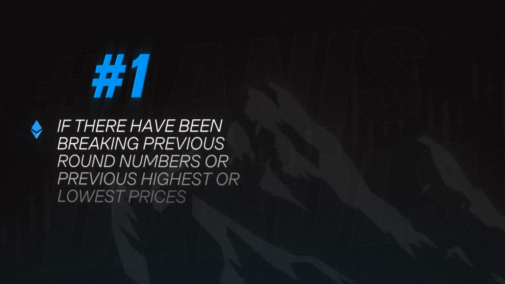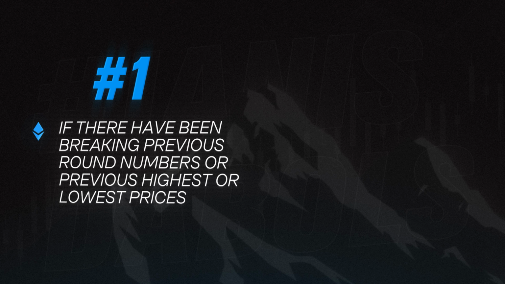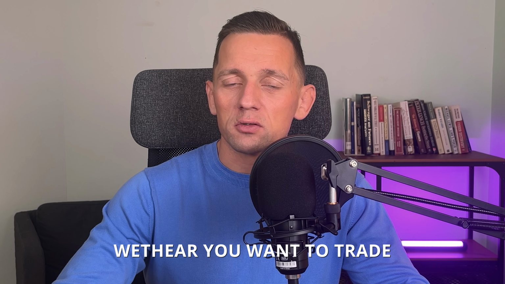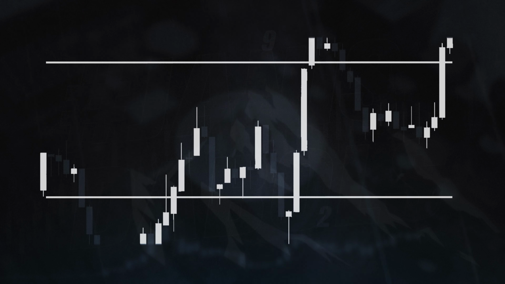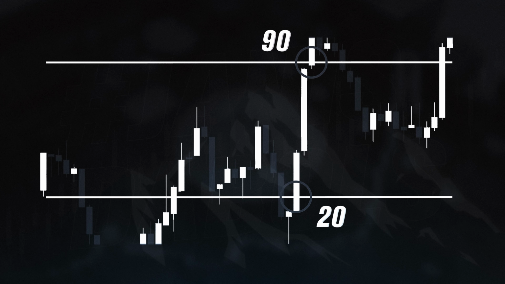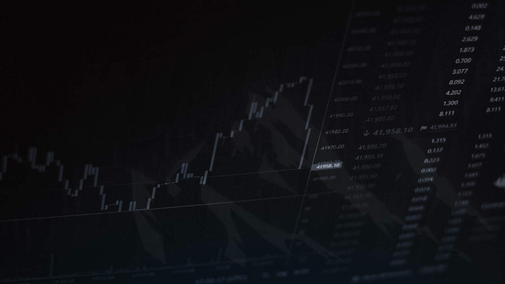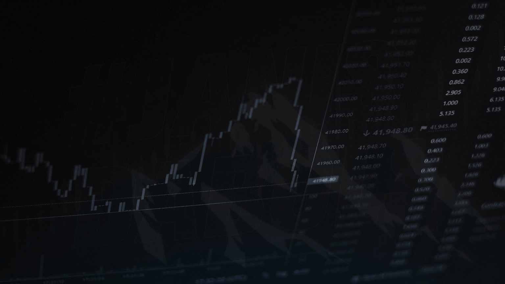And they are made in either of two cases. One, if they have been breaking previous round numbers or previous highest or lowest prices, depending on whether you want to trade long or short. For instance, markets might break down when prices hit below 20,000 on Bitcoin, or once they hit above 90,000 on Bitcoin, or when they have been making new highs after breaking out of a previous 30-day high or low. This might be a price breakout.